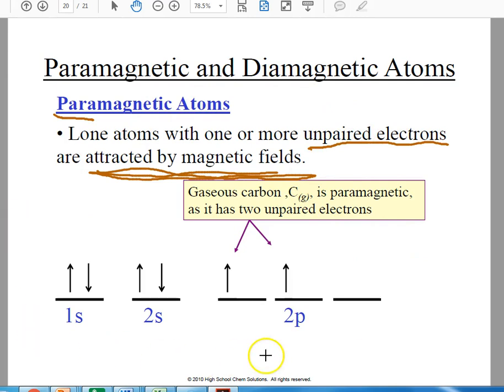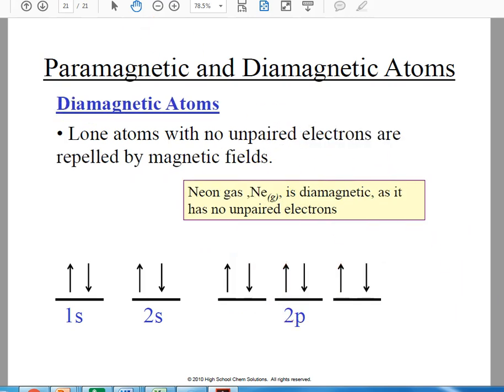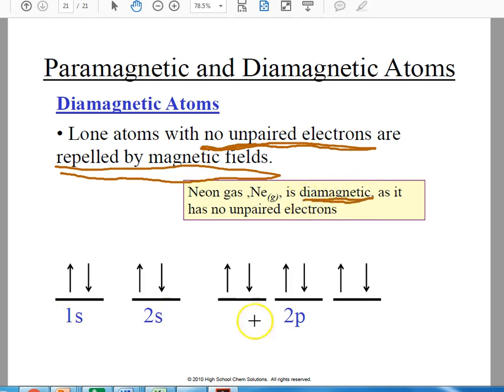So for carbon, this is its orbital notation. It has 1, 2 unpaired electrons, so it is paramagnetic. It will be attracted to a magnet. All right? The opposite is diamagnetic. These are repelled by magnetic fields. So I say they die in the magnet, repelled by magnetic fields, because they have no unpaired electrons. So neon gas, for example, is diamagnetic because neon gas has no unpaired electrons.